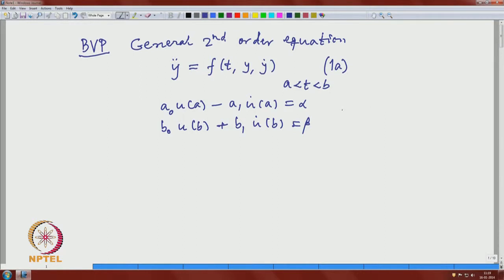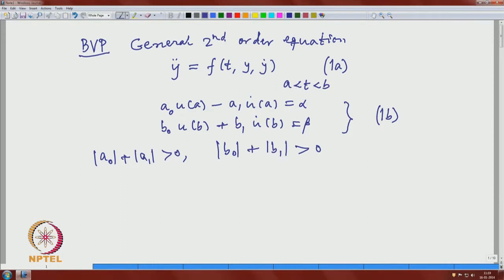The boundary conditions 1b. So, the condition was this: a 0 and a 1 do not vanish simultaneously, and similarly b 0 and b 1 do not vanish simultaneously.